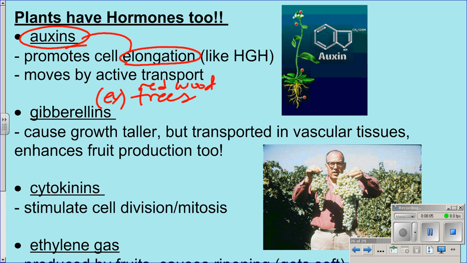Gibberellins. Cool word. Gibberellins is also really similar. It's like a growth hormone. It's gibberellins, growth. That's how I remember that one. But it's going to cause it to grow taller, but also help with the production of different parts of the plant, specifically the fruit. So sometimes it's going to make the leaves grow larger, but most of the time it's going to be increasing fruit size and production.